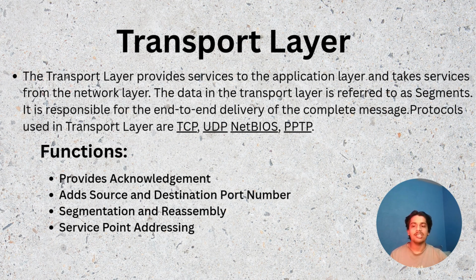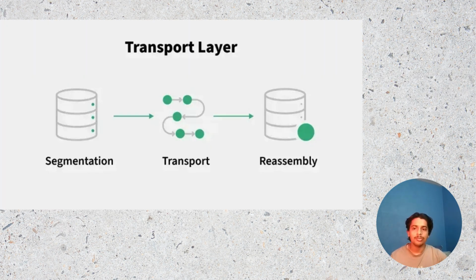Another important function is adding source and destination port numbers, which helps in identifying the correct application process on the receiving device. Protocols used in this layer include TCP, which provides reliable communication, and UDP, which provides faster but less reliable transmission. Other protocols like NetBIOS and PPTP may also operate at this layer. In this diagram, the transport layer is responsible for breaking data into smaller segments. It ensures reliable delivery by checking errors and reassembling data at the destination.